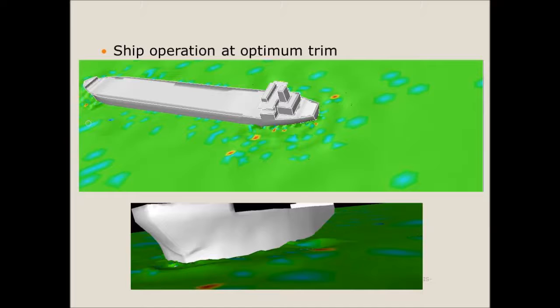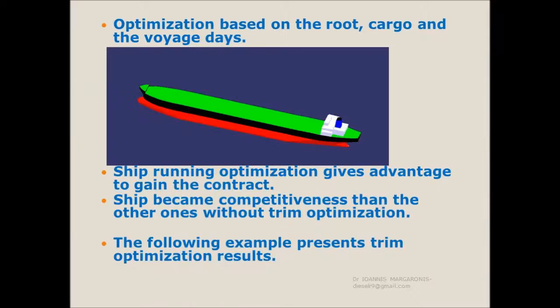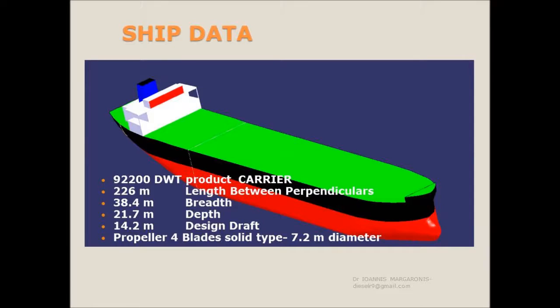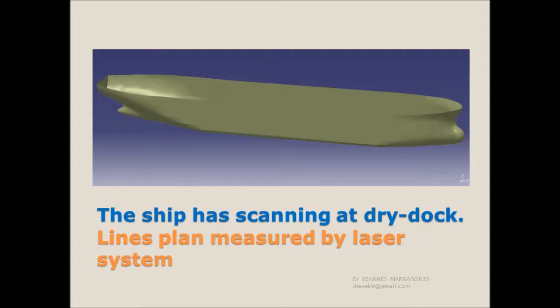optimization based on the route, cargo and the voyage days. Ship running optimization gives an advantage to gain the contract. The ship becomes more competitive than other ships without trim optimization. The following example presents trim optimization results.